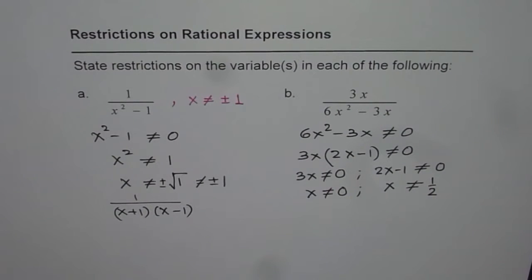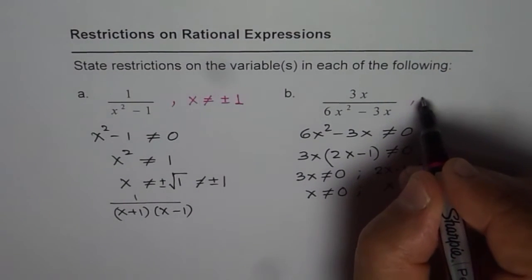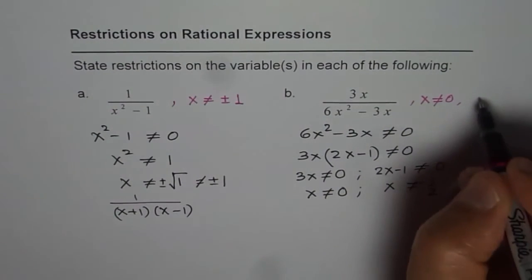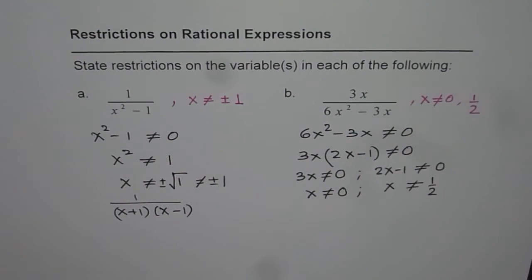So that gives us two restrictions, and these are that x is not equal to 0 and it is not equal to half, correct? So that is how you find restrictions for a rational expression. So the key idea here is to set the denominator not equal to 0. Find the value of x which is going to make it 0, and that is the restriction. Okay, that's how we find it.